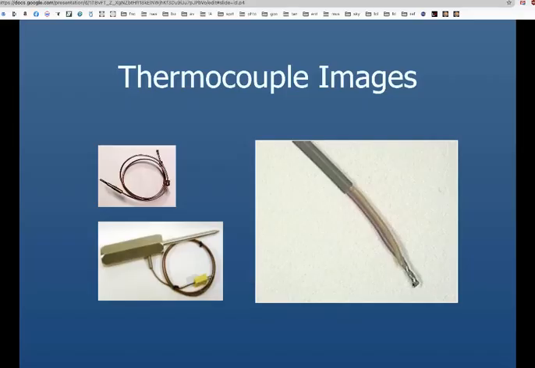Here's some images of thermocouples. You can see one here. It's welded together. And these are more sophisticated. They're enclosed in sheaths to protect the thermocouple, maybe from corrosive elements or high temperature, low temperature, what have you.